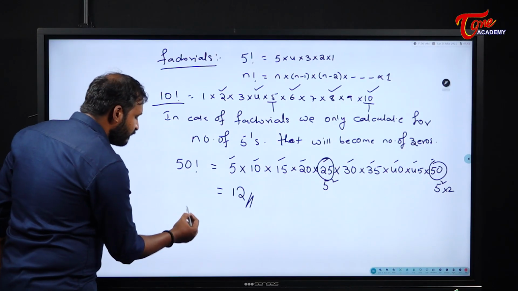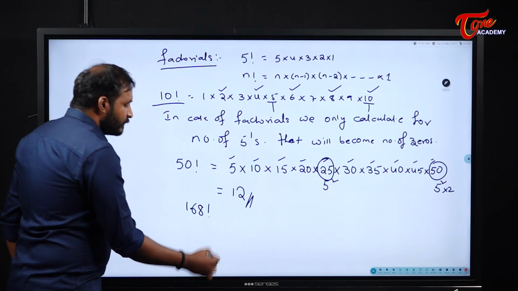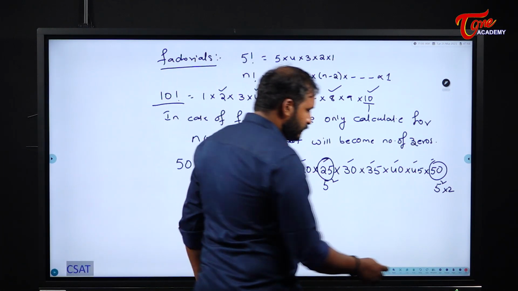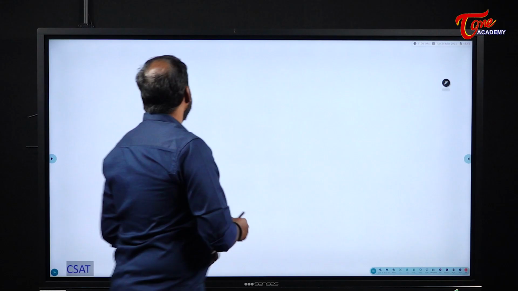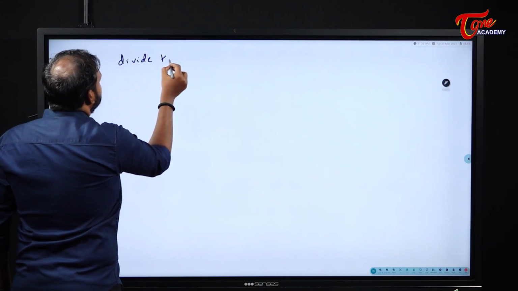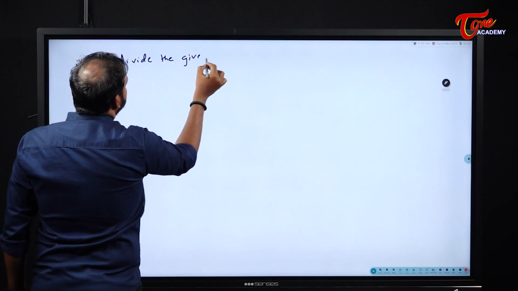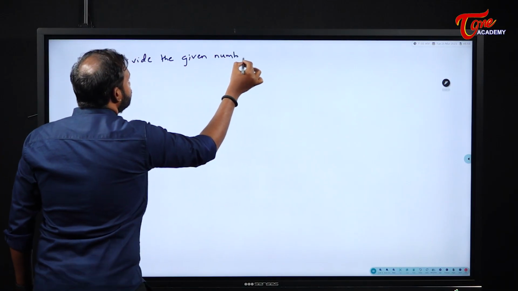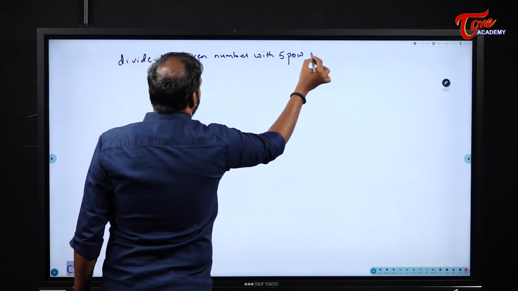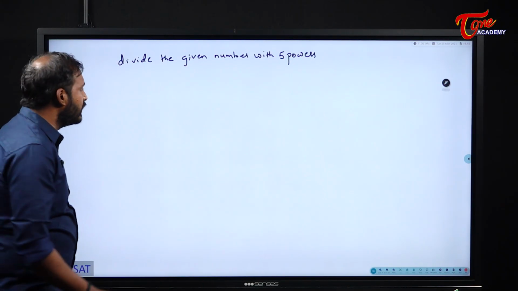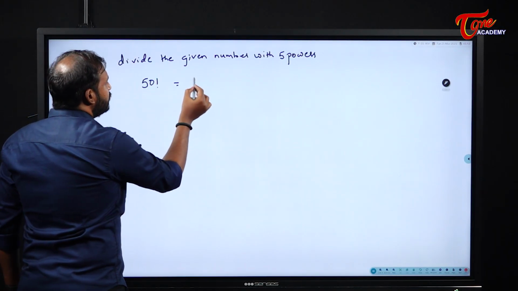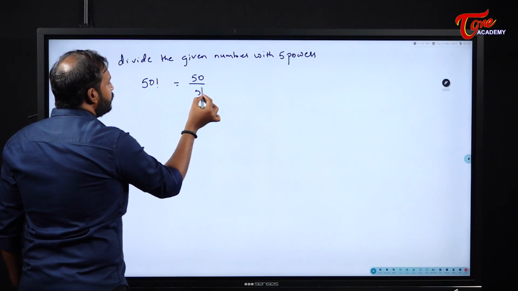But if my question is some 168 factorial, then what can I do? See here, students, in case of factorials, what we are going to do is, we will divide the given number with 5 powers. That means, for example, if I want the number of zeros in 50 factorial, what I will do is 50 by 5 to the power of 1.